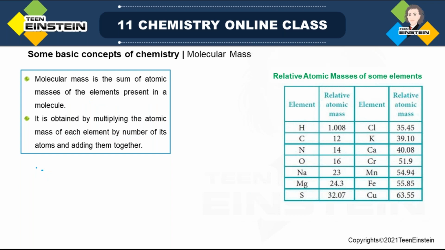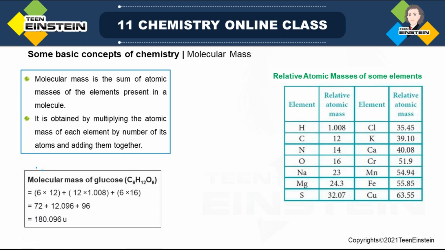For that we have to know the atomic masses of all the elements, or relative atomic mass. You know now how to find it out. So here we have this table. Some common elements are mentioned and the relative atomic masses are also there. Now we will see this example: glucose.